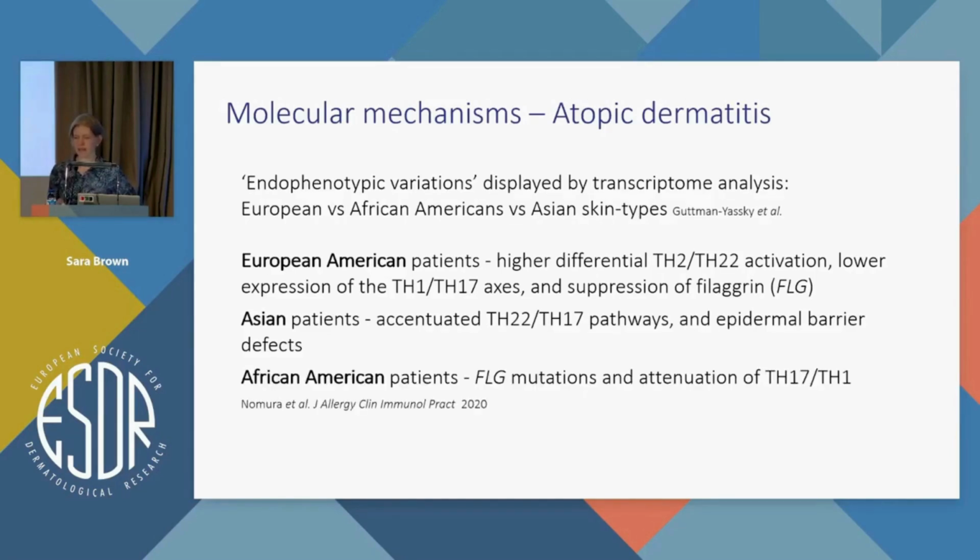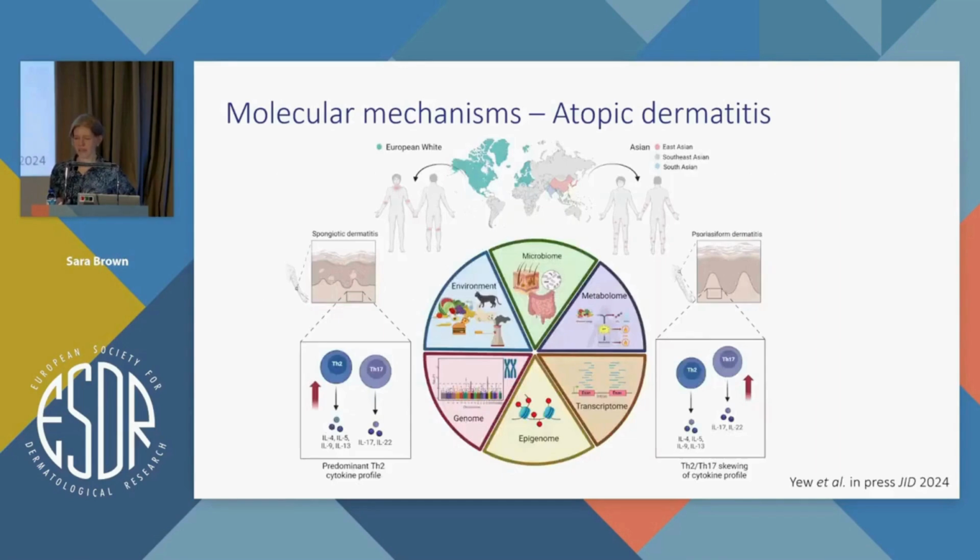And then in African American patients, there are really very few filaggrin mutations, and there seems to be an attenuation of Th17 and Th1. So really quite a different immune phenotype that could be contributing to the differences that we're seeing clinically.